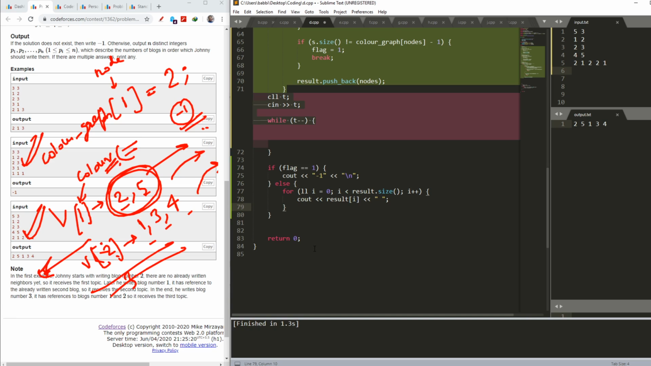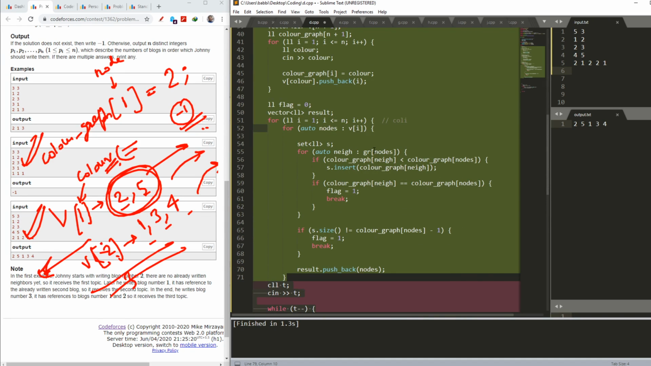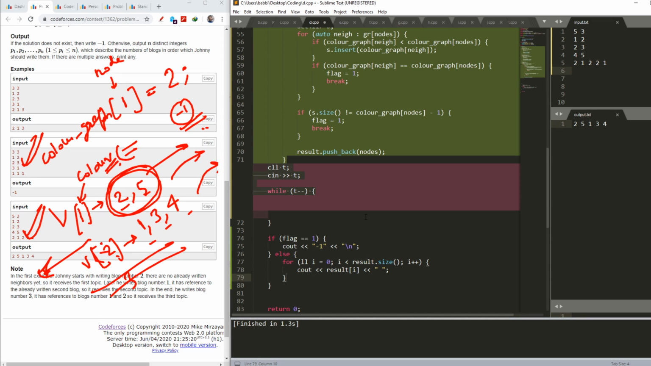So I hope that you guys got the intuition. You can ignore this T here. I think something happened here while doing this, so I will move it again.